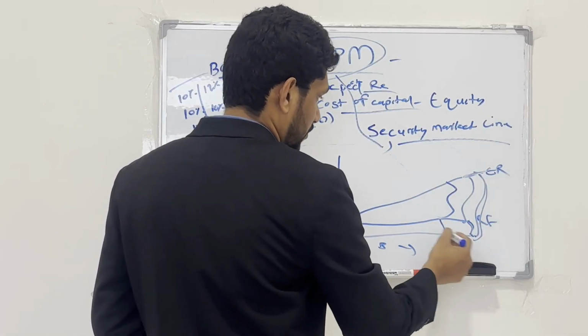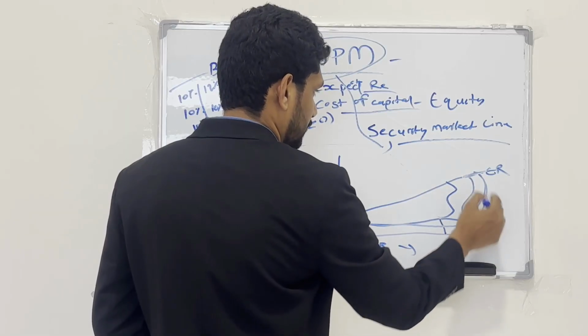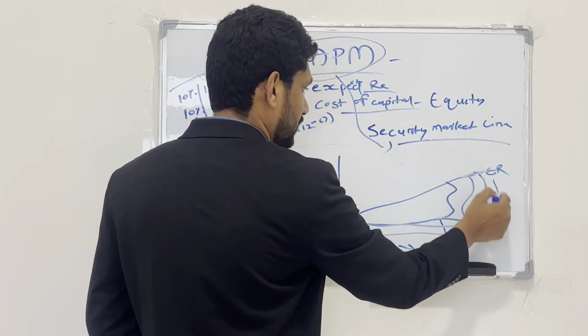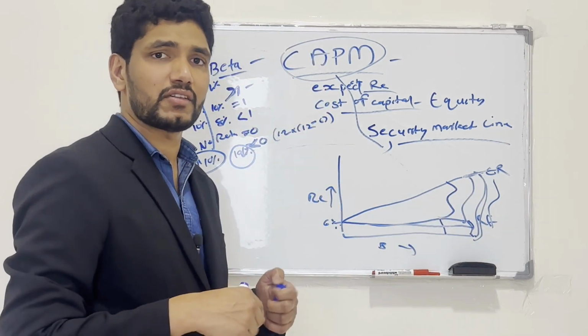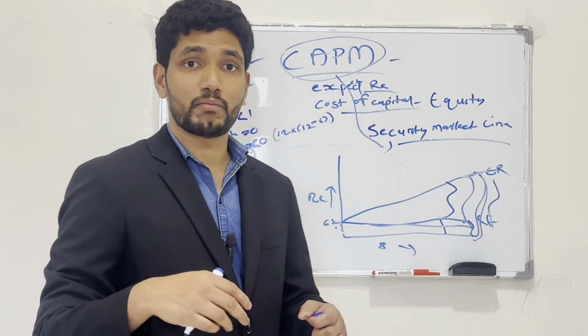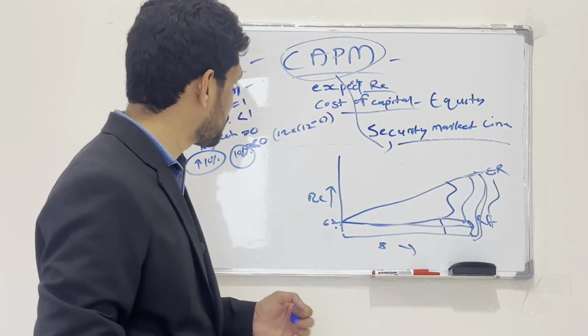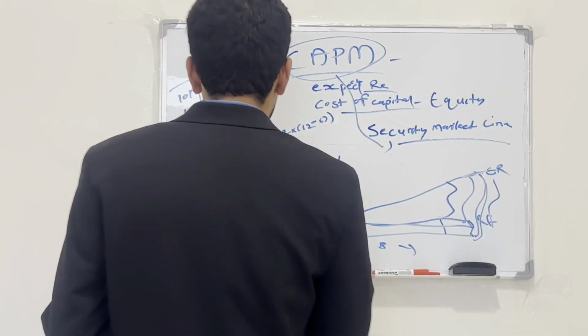So you can see this is the risk-free return, and the difference between the total expected return and the risk-free return is the market risk premium. Market risk premium is what an investor gets for taking his risk. Again, beta and risk.